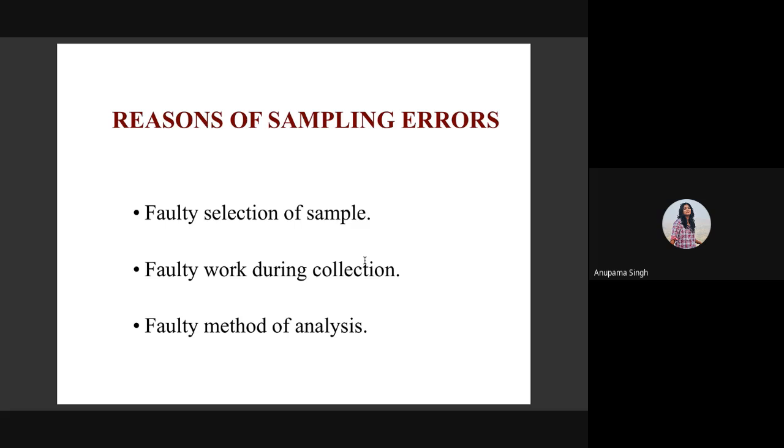Then we have the method of analysis. Method of analysis comes later, but here it should actually be the method of sampling procedure, the different kinds of sampling designs that you are using. If you are using a wrong sampling design for some population, then it will give you a different kind of sampling error, because we have different kinds of sampling plans and designs available in our theory, but every situation has different aspects in which you can apply different sampling plans, right?